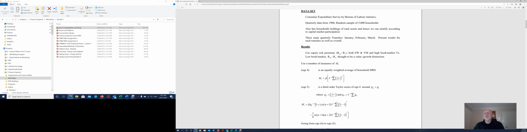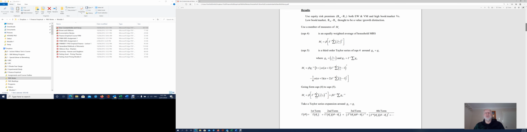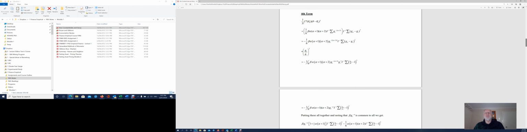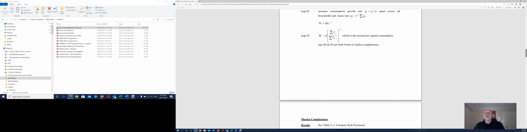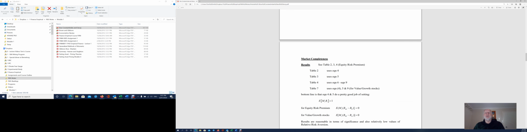So equation 4 is the individual's marginal rate of substitution. Don't worry about 5, 6, 7, 8. I just went crazy with the Taylor series expansion here. So let's get to equation 9, which is the normal per capita consumption. Let's just see how they do. The result in table 2 uses equation 4, and table 4 does equation 9, and table 7 does 4 and 9 for value growth stocks.